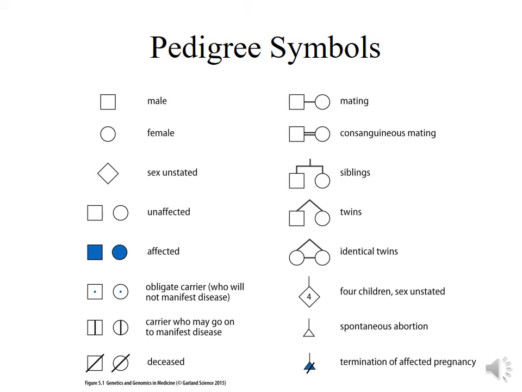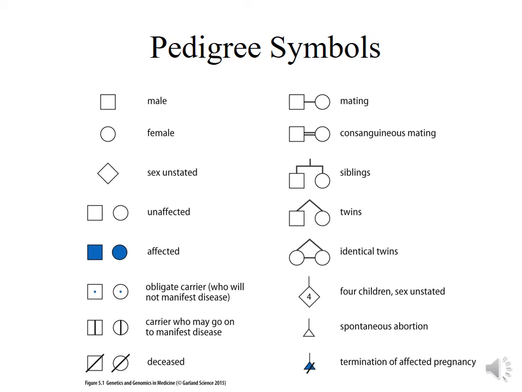Couples who have one or more recent ancestors in common or are related to one another are said to be consanguineous. So sometimes you'll see in the literature the term consanguineous marriage, and that would indicate that, for example, cousins are marrying one another. So we can see here from this slide, male is represented by a square, female is represented by a circle, open circle. A diamond refers to sex unstated.